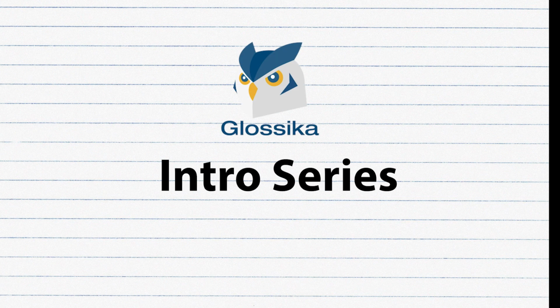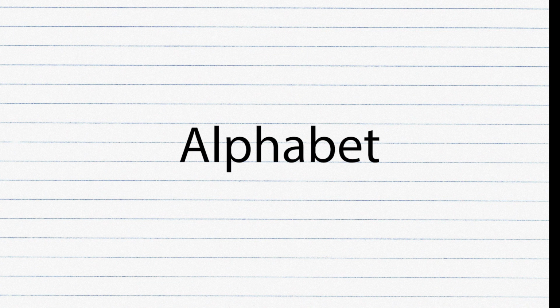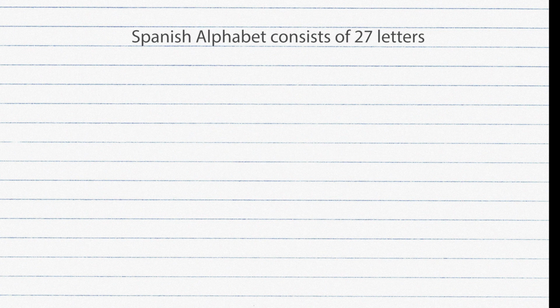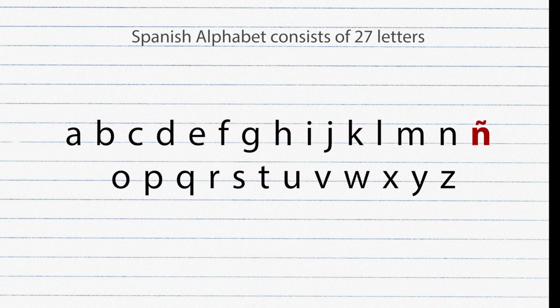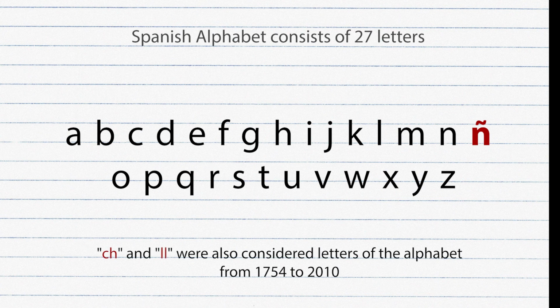In this series, we talk about the basics of languages, and in today's video, we will talk about the Spanish language. Alphabet. The Spanish alphabet consists of 27 letters, and they are quite easy to learn since most of the letters are similar to the English alphabet, all except one letter. Let's take a look at some Spanish letters with unique pronunciations.